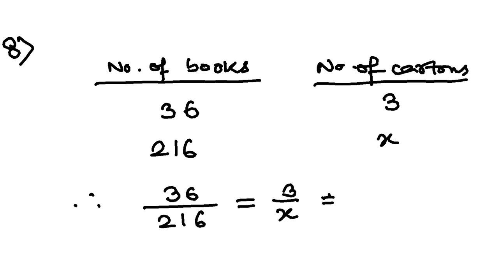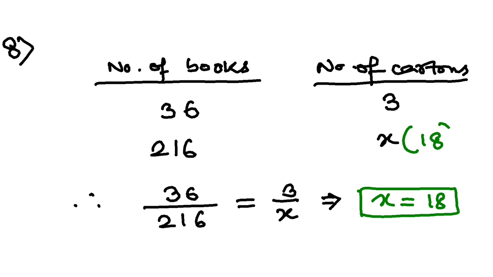This part I am leaving up to you. You can calculate this one. I am writing the final answer for you. Your final answer should be 18. Please do the calculation on your own. Alright, so we have covered exercise 8.1. From the next video onwards, we shall be discussing inverse variation.